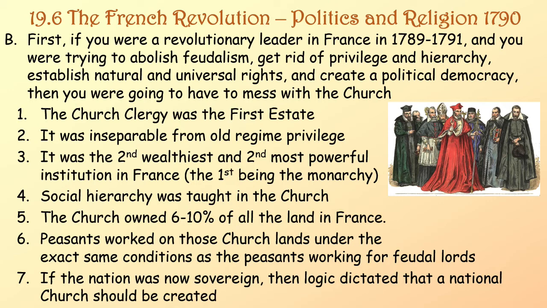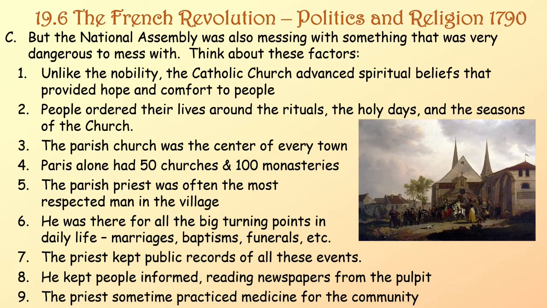Social hierarchy was taught in the church, and the church owned 6 to 10% of all the land in France, and peasants worked on those church lands under the exact same conditions as peasants working for feudal lords. If the nation was now sovereign, then logic dictated that a national church should be created. But the National Assembly was also messing with something that was very dangerous to mess with.